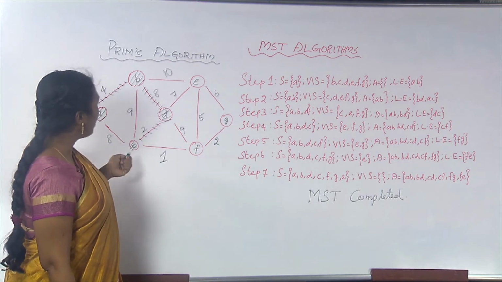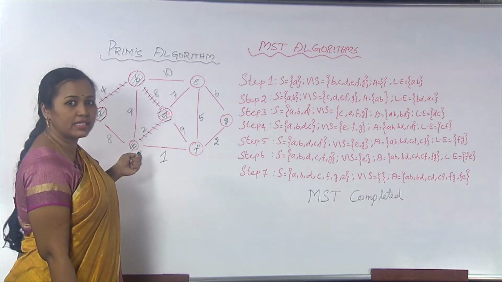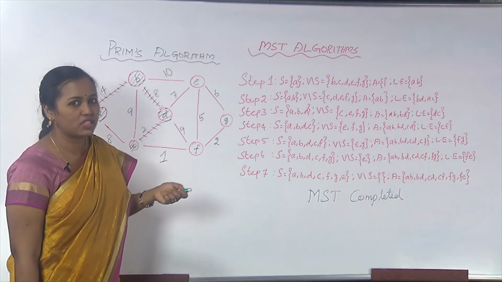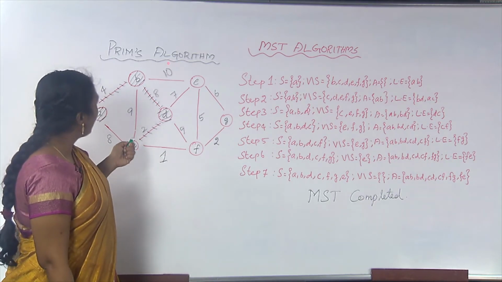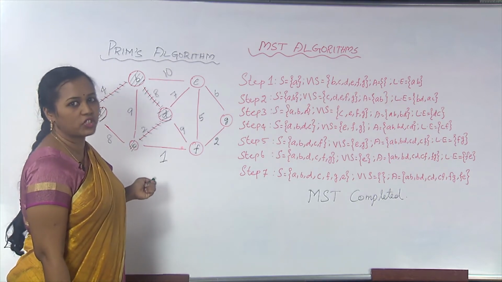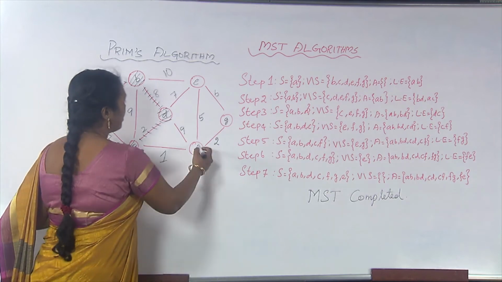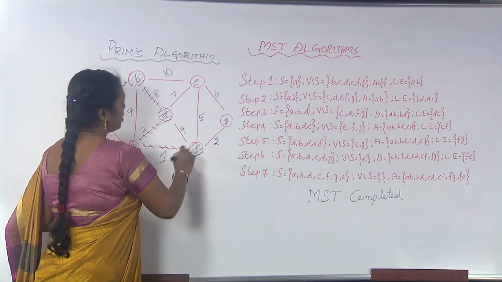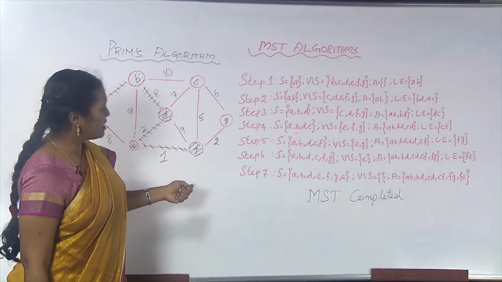So, I can start with any of the vertices that are already chosen and try to find an edge that is of the least weight. Among these I have 10, 7, 9 and 1. So, the obvious choice is 1, and therefore I am choosing F and I am choosing this edge. So, I have put that in step 5.